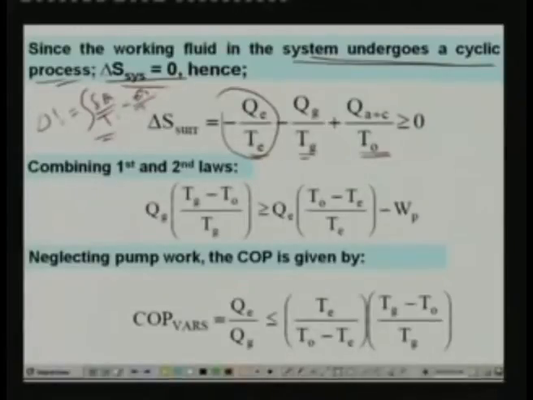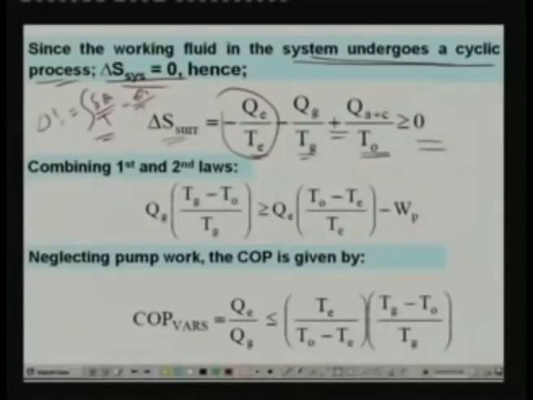So when you are applying this to the evaporator, this becomes minus QE by TE. When you apply this to the generator, this becomes minus QG by TG, and when you are applying this to the heat sink, this becomes plus, because the heat sink is taking the energy, and this energy is taken at temperature T naught. So this is the expression for the entropy change of the surroundings.